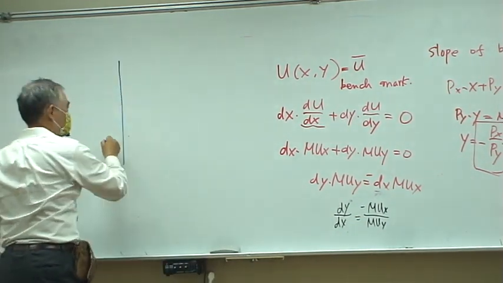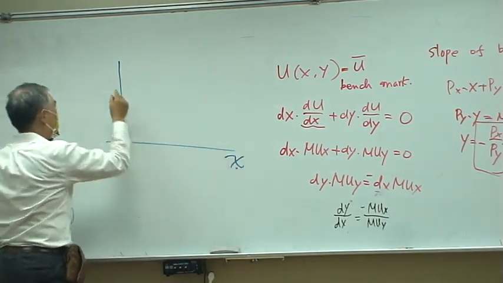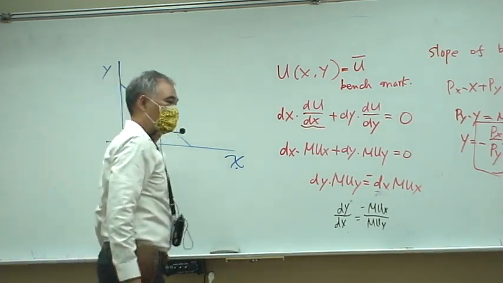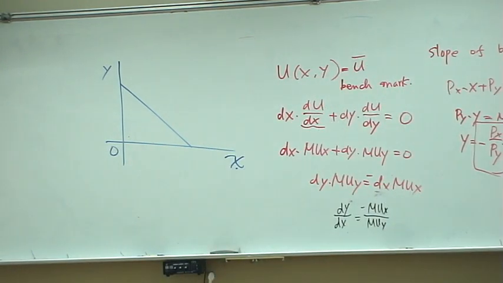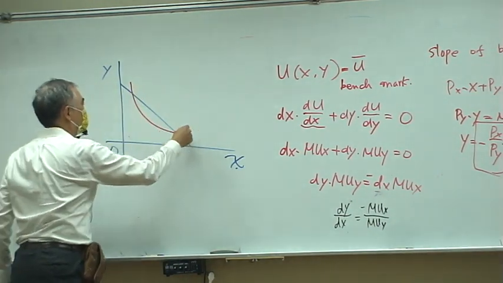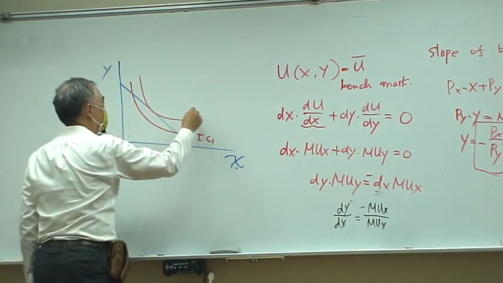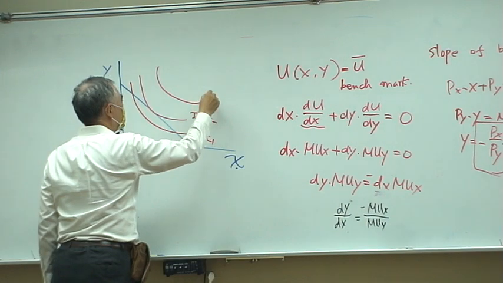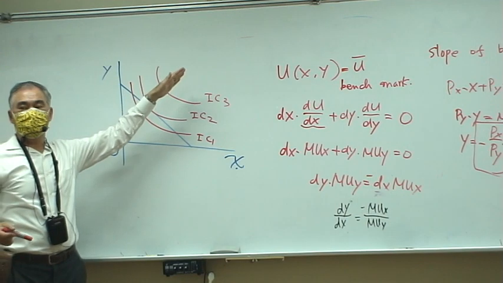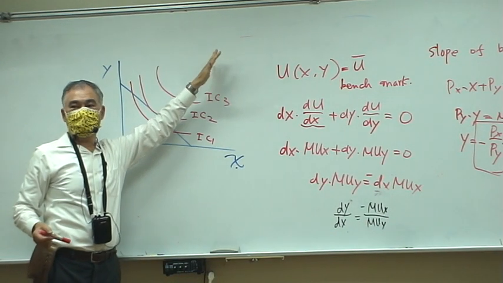So let us say we have, remember we are talking about consumer behavior, right? So here is X, here is Y. Here is the budget line. And we can have something like this, okay? This is indifference curve 1, indifference curve 2, indifference curve 3, okay? When it moves up toward the northeast, right? Toward the northeast, then your satisfaction is higher and higher.